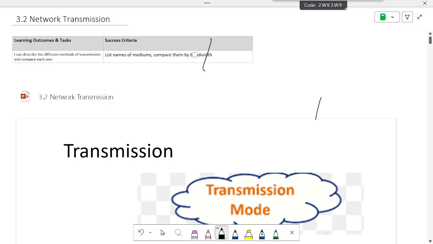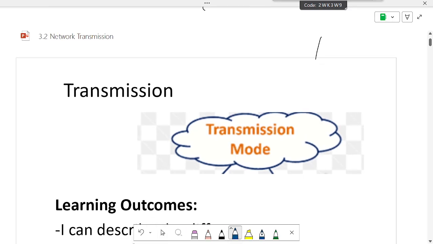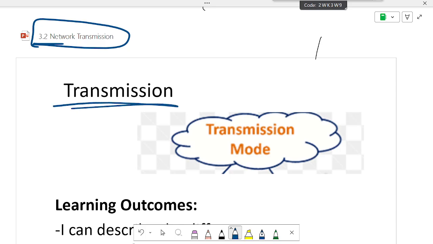Wendy, have you heard about transmission? What is transmission? What does transmission mean? The data sent from one device to another device. Yes.